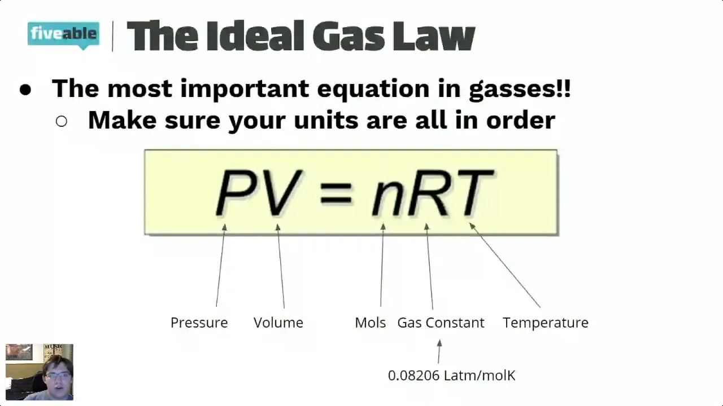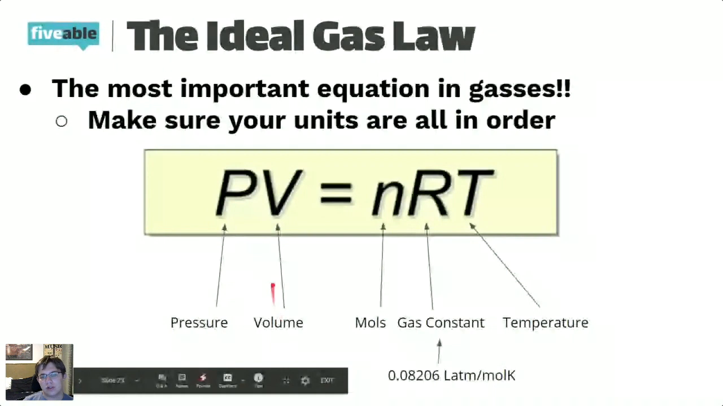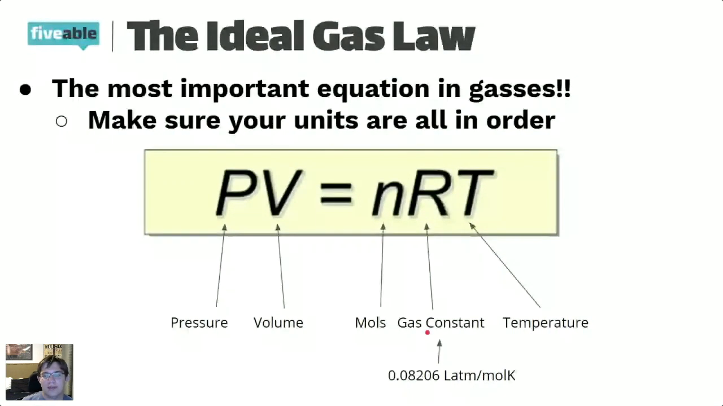So, just to go over what PV = nRT actually means, it says that the pressure times the volume is equal to the moles of gas times the gas constant, yes, R, times the temperature.